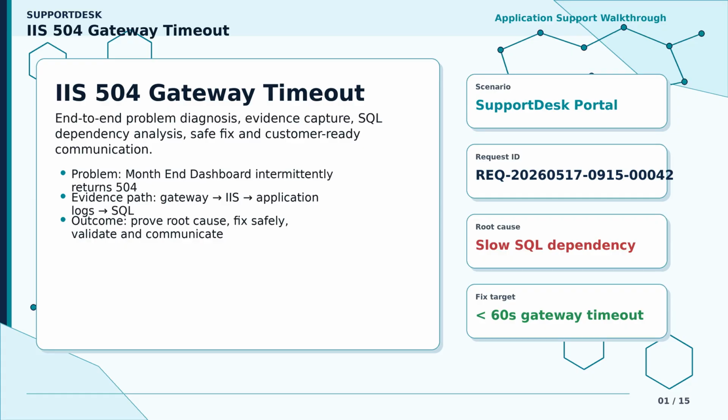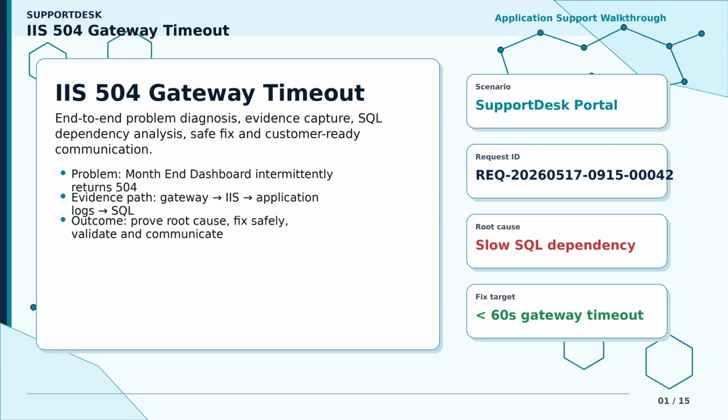In this walkthrough, we are going to investigate an IIS 504 gateway timeout from the point of view of an application support analyst. A 504 error can be misleading. It is easy to assume that IIS has failed, or that the fix is simply to recycle the application pool or increase a timeout value. Sometimes that may provide temporary relief, but it does not explain why the request exceeded the timeout threshold in the first place. The goal of this walkthrough is to follow the evidence properly.